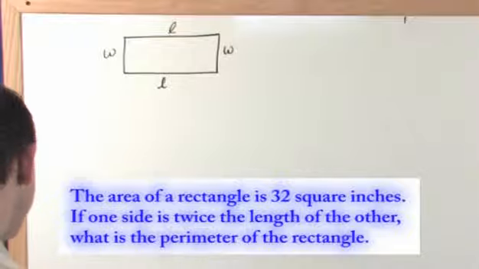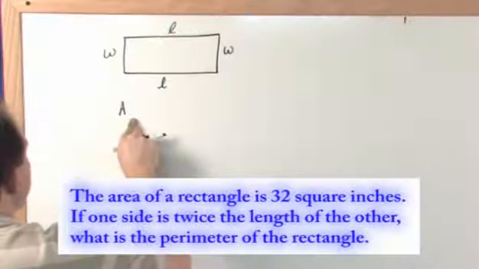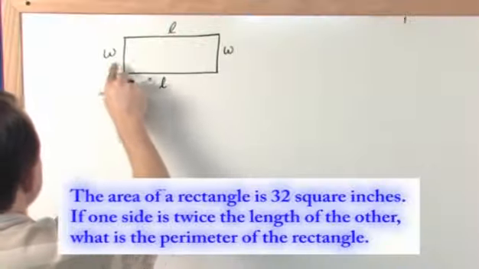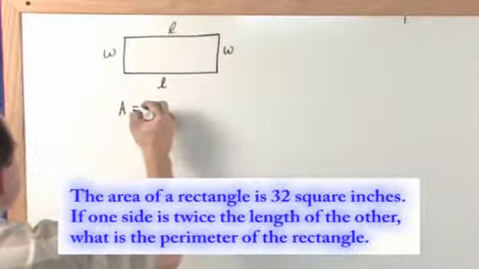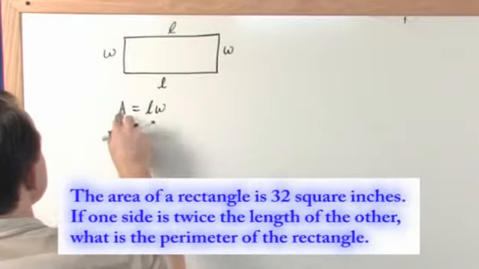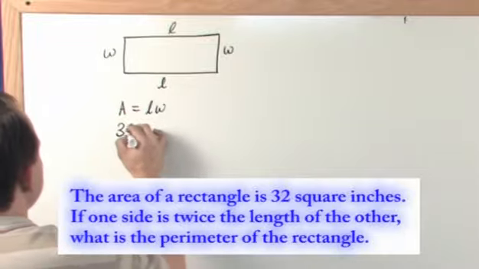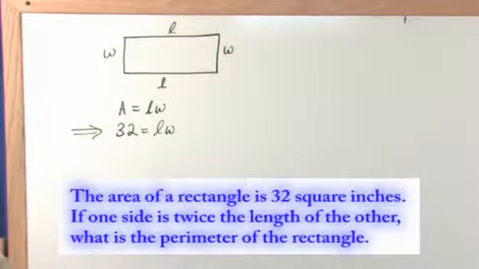Now it says the area of the rectangle is 32 square inches. And if you remember back, the area of a rectangle is just simply equal to the product of the lengths of the two sides. So here it's going to be length times width. That is the definition of the area of a rectangle. Okay? So they gave us the area, which was 32 square inches. That is one equation I need to keep. The area of a rectangle is 32 square inches. That's how you write that in words.